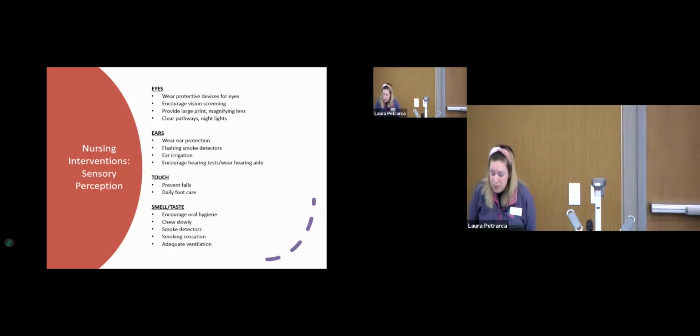So with the ears, primary prevention, wear ear protection, especially if you have someone that works in a job that they're exposed to a lot of noise. Make sure that they're wearing their ear protection.